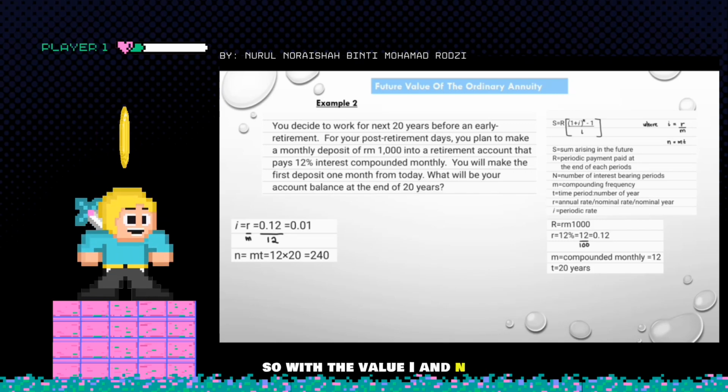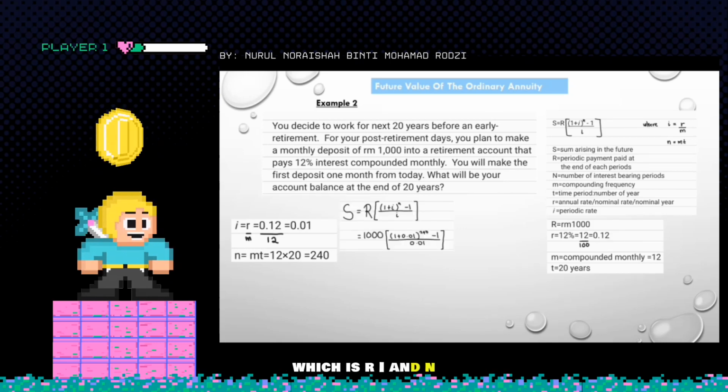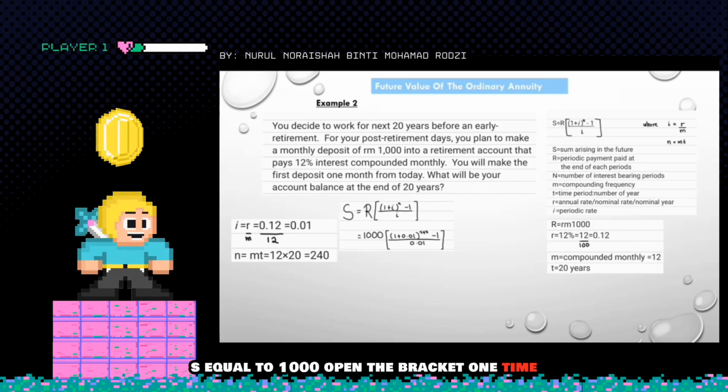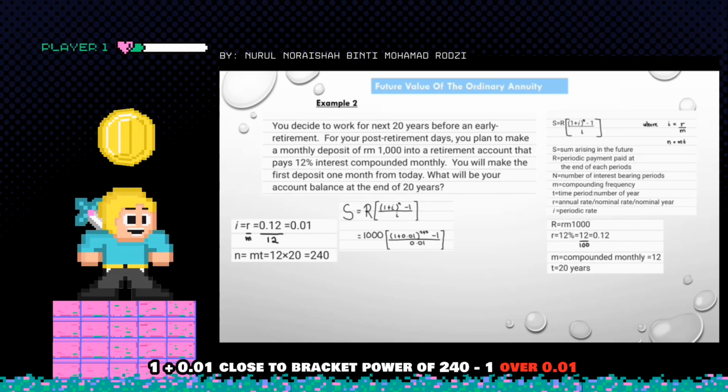So with the values I and N, our calculation will be much easier. Since we have the information that we need in the formula, which is R, I and N, by using the formula of ordinary annuity, we substitute all the information in the formula. S equals 1,000, open the bracket, 1 times (1 plus 0.01) to the power of 240 minus 1, over 0.01.